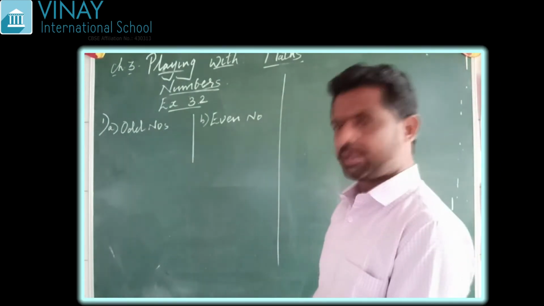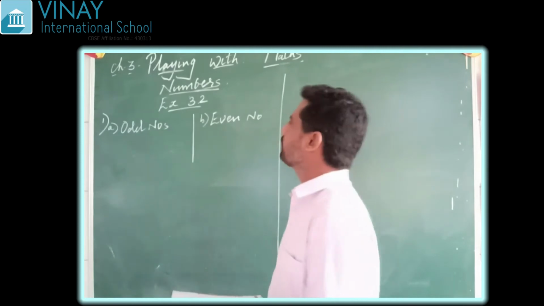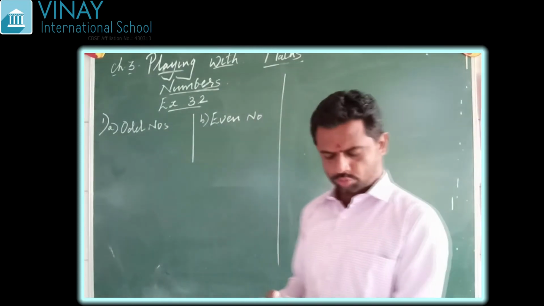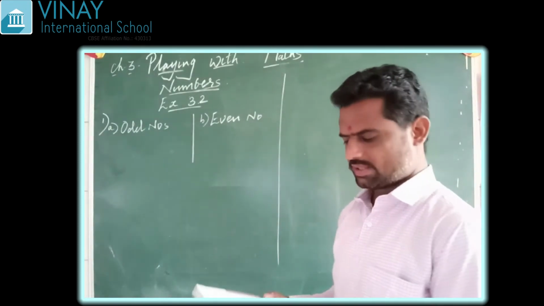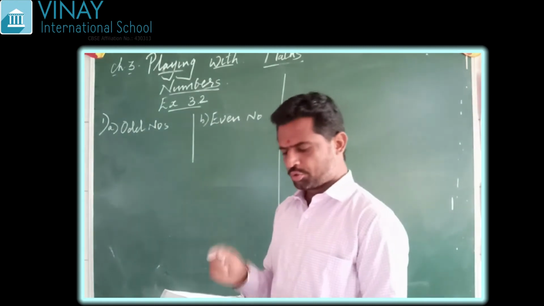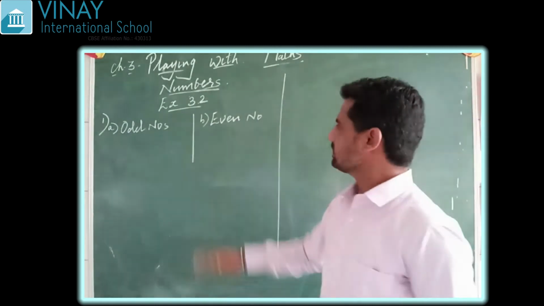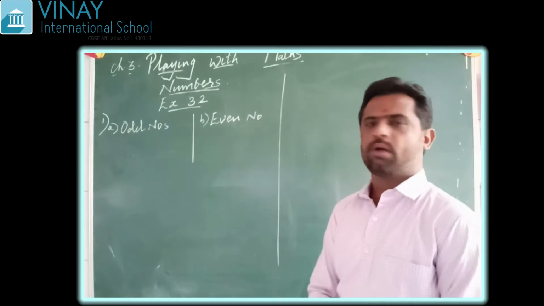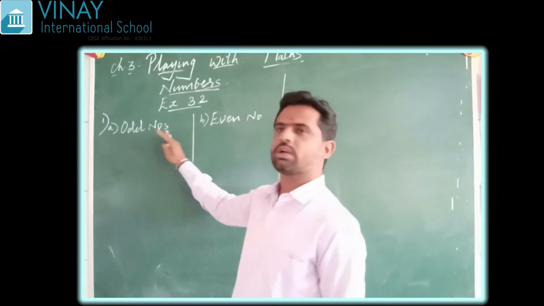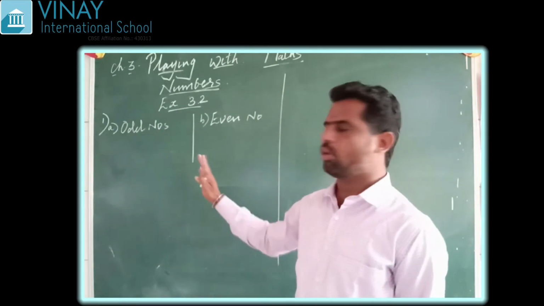Now, let us begin exercise 3.2. Exercise 3.2 question number 1 is, what is the sum of any two odd numbers? Second is even numbers. Now let us see first odd numbers. What is the sum of two odd numbers?